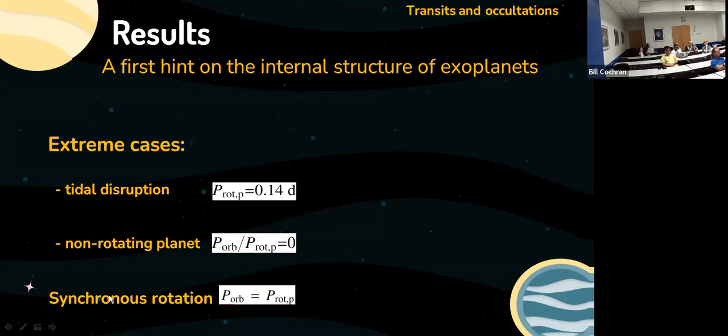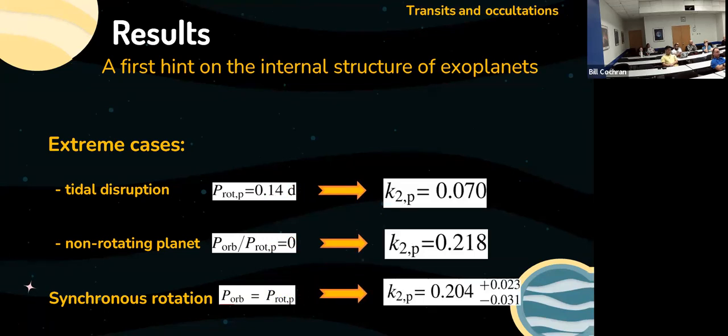The most common case when there are strong tidal interactions is synchronous rotation, as I anticipated before, whenever the orbital and rotational periods of the planet are the same. For all of them, we derived a Love number. So these are the two extreme cases, and this is the most probable solution. At the end, from those equations I showed you before, we derive a Love number of 0.2, which is quite low because it must be between 0 and 1.5.